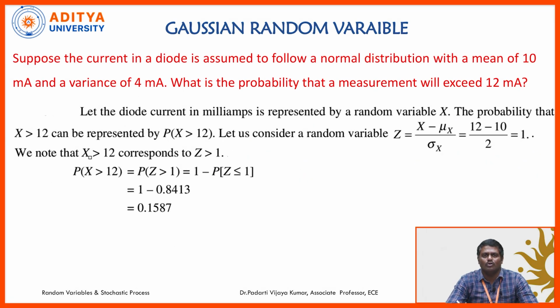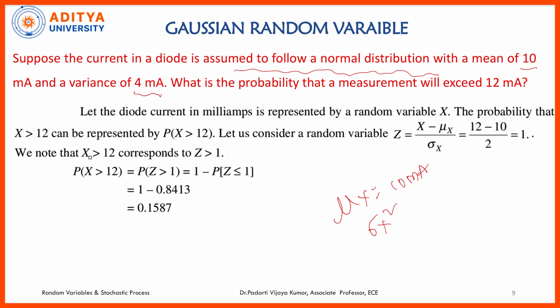Let us see one problem. How do we compute, and how do we apply the Gaussian random variable concept to real-time problems? Let us take one real-time problem. For example, the current in a diode follows a normal distribution and the mean value of the current is 10 milliampere, variance is 4 milliampere. Mean value is mu x equal to 10 milliampere, variance sigma x square is 4. What is the probability that the measurement will exceed 12 milliampere?